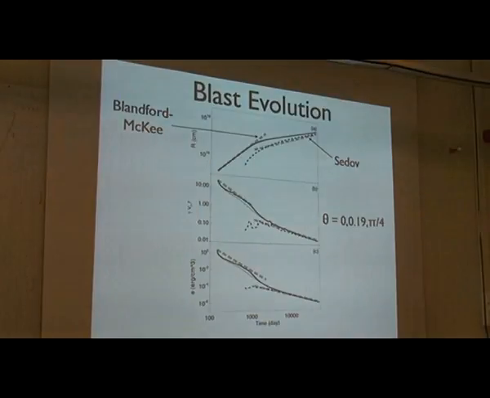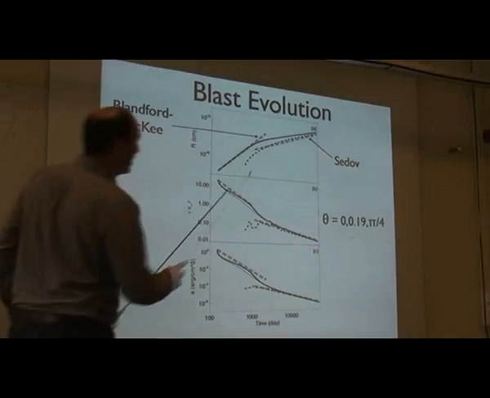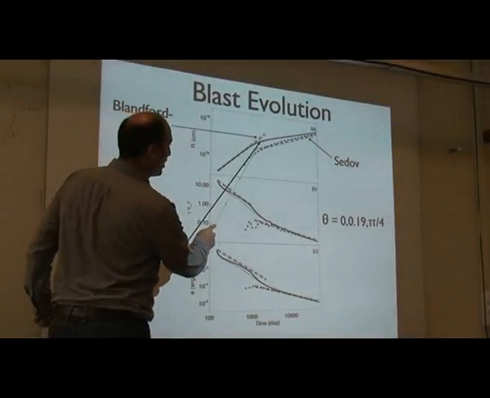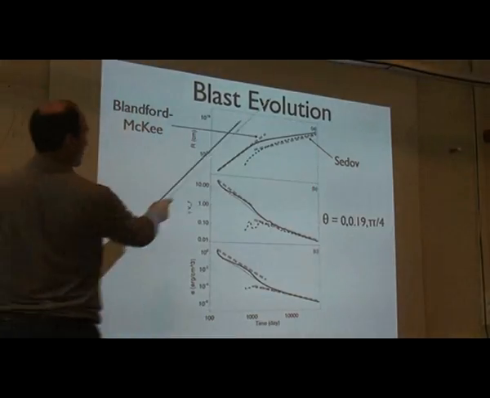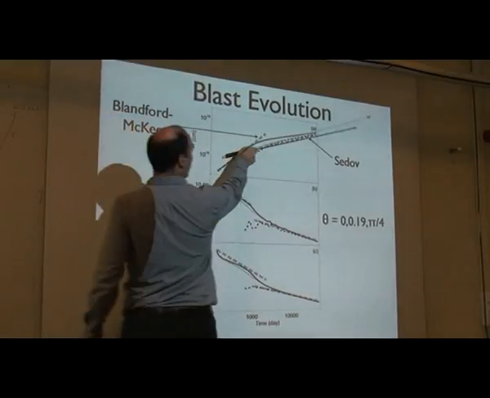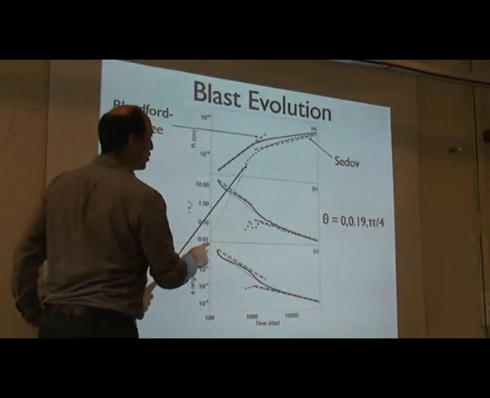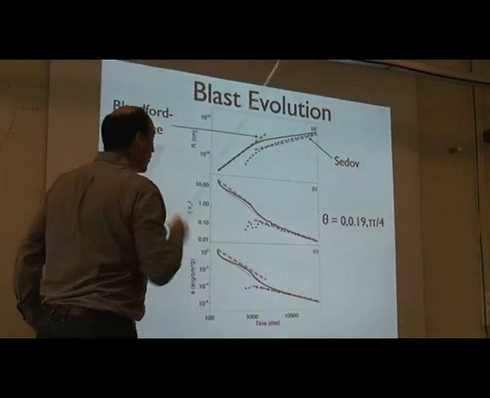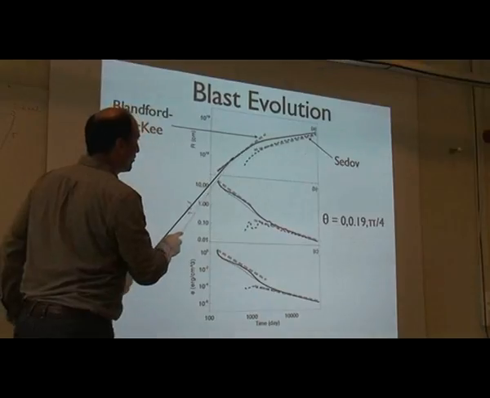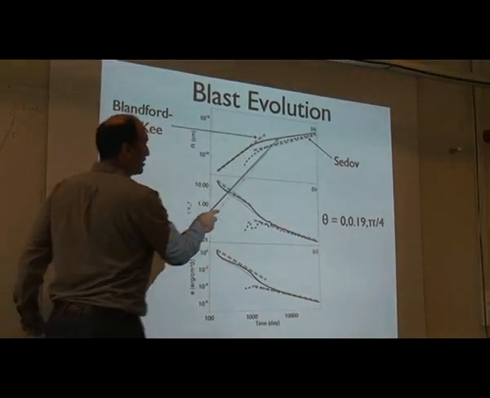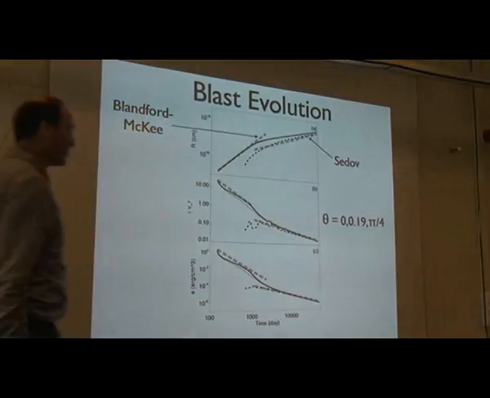So now I'm going to show what this looks like along the axis and at the edge of the jet. What you see is this is the Blandford-McKee solution, and this is the Sedov solution, and this is at the equator. What we see is that it initially stays on Blandford-McKee, then it slows down, and then it's converging to Sedov at late times.